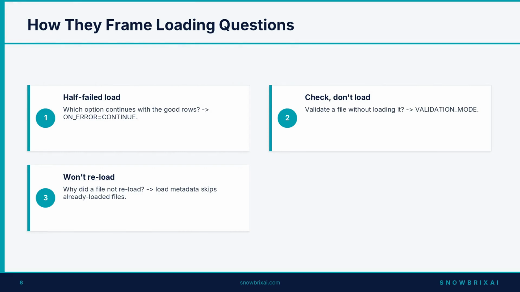Here is how they dress up loading questions. And once you see the pattern, they get easy. Pattern 1, a load half failed, which option lets it continue with the good rows, that is on error set to continue. Pattern 2, how do you check a file without actually loading it, that is validation mode. Pattern 3, why did a file not reload when I ran copy again, that is load metadata. Snowflake remembers files it already loaded and skips them. Learn those 3 stories and you will recognize the question instantly.